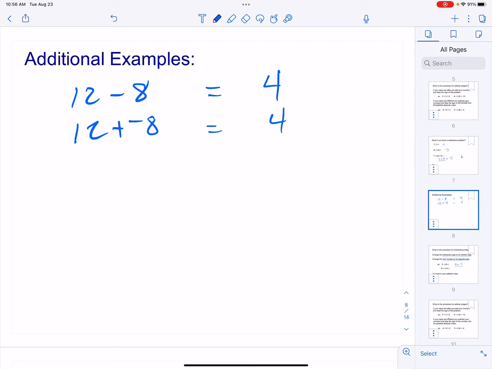What kind of 4 is it going to be? It's going to be positive because the 12 has a greater absolute value. Works every time. Let's try another one. What about negative 6 minus negative 10? Now, could I do that one? This one basically says I've got 6 negatives, and I need to take away 10 of them.